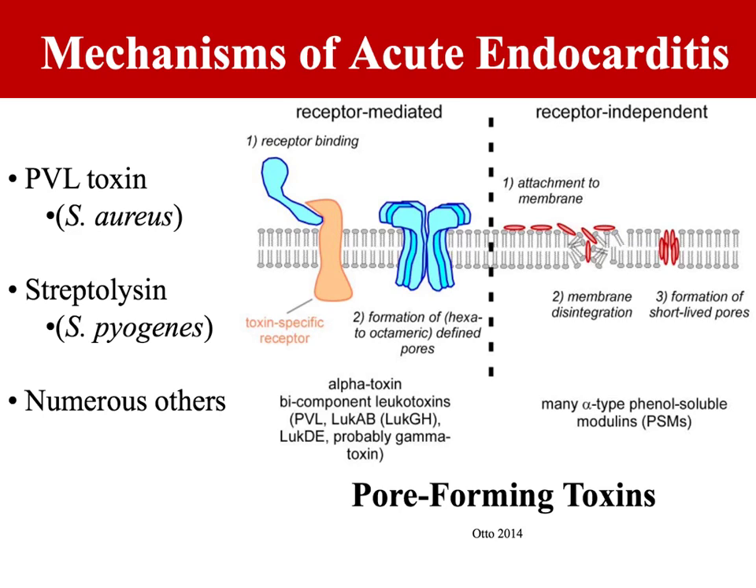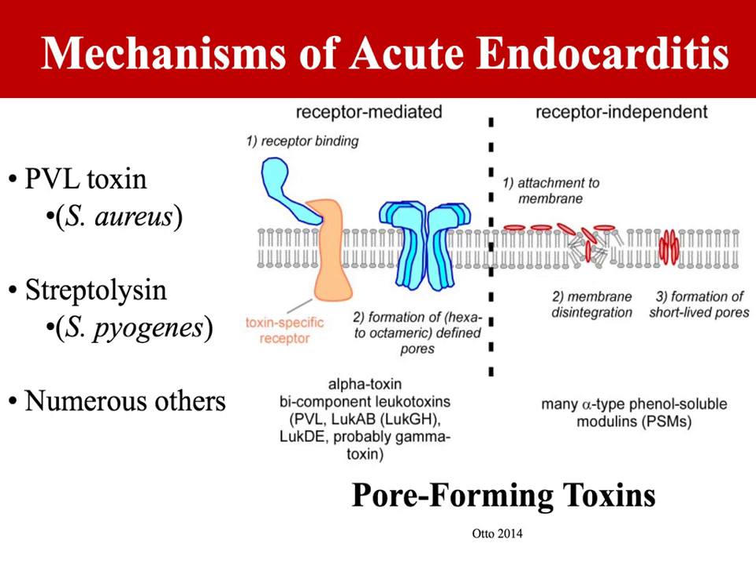To talk about the mechanisms of acute endocarditis and how this presentation develops, we need to talk a little bit about a couple of toxins. The first that I want you to know and be familiar with is the PVL toxin, or Panton-Valentine leukocidin toxin. That's made by Staph aureus. The other is a toxin called streptolysin, which is made by strep pyogenes.